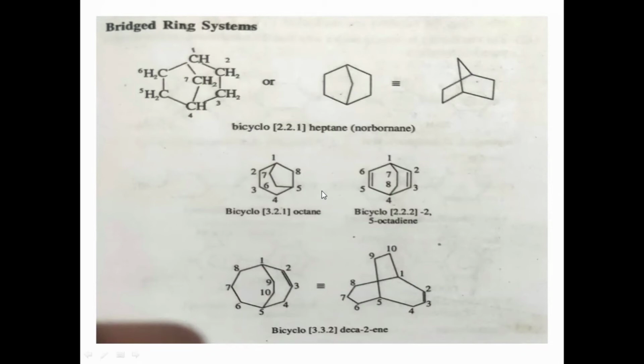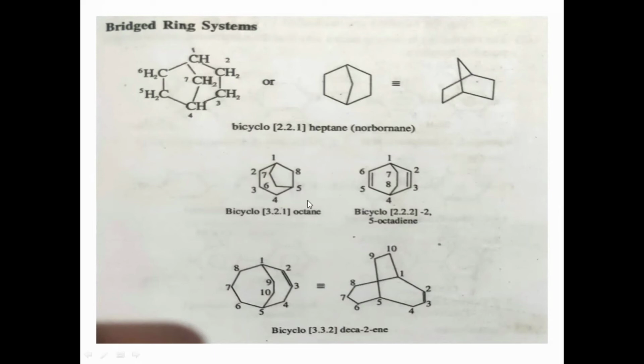Now, next one. See now the numbering. If there are substituents present, then the numbering is important. So the numbering starts from this bridgehead carbon atom, this one, then second, third, fourth, fifth, sixth, and we will give the last number to this bridging atom, this one, that is 7. So it is a heptane. 7 carbon atoms are there.